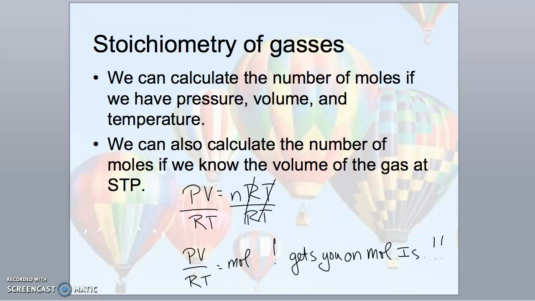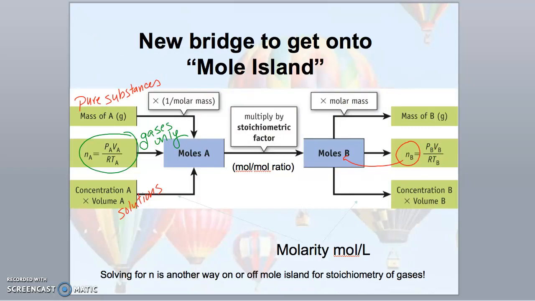Since we can calculate the number of moles of a gas using the ideal gas law, we can apply stoichiometry problems to gases. Using the mole island roadmap, you can see that we can get the moles of a gas if pressure, volume, and temperature are known.